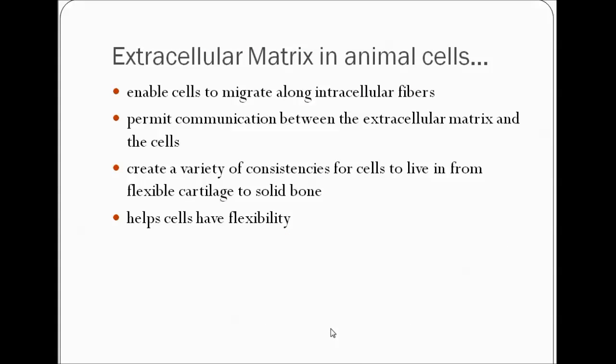Let's talk about extracellular matrix just really briefly in animal cells. This is the stuff that's outside the cells, and it's usually secreted by the cells that it's close to, and it kind of helps hold all things together, the different cells. It's communication, it provides consistencies from cartilage to bone. It helps cells just really exist.